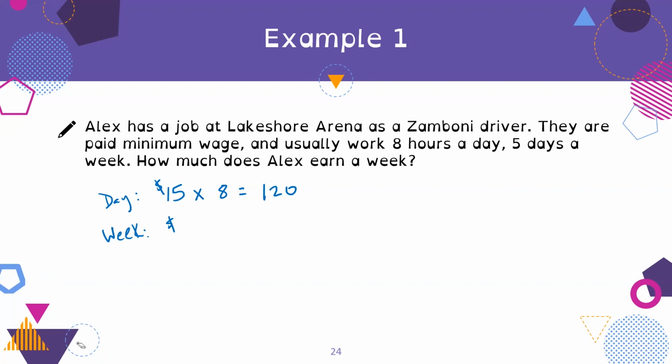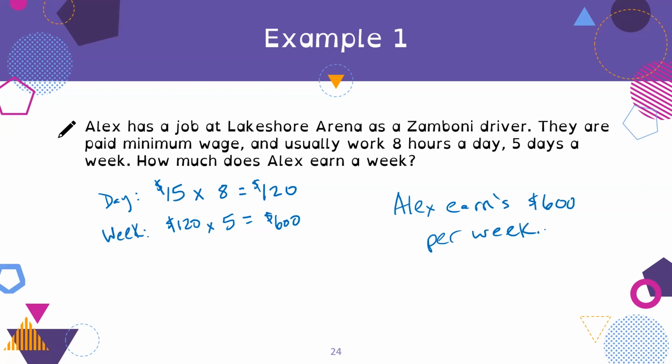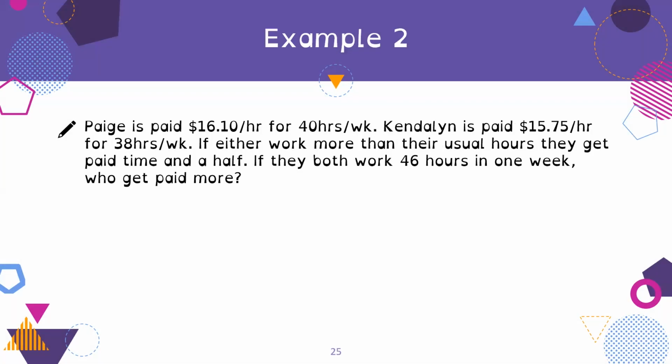So per week, it is $120 per day times 5 days. So 120 times 5, well, 100 times 5 is 500, 20 times 5 is 100, so that's going to be $600. So do we answer the question, how much does Alex earn a week? Alex earns $600 per week. That's the regular rate.